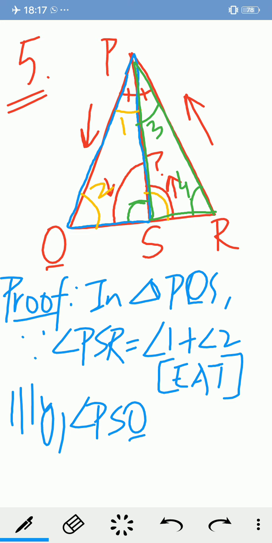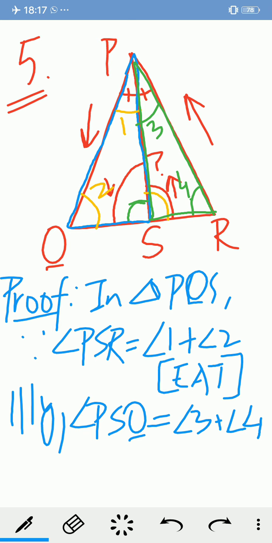Similarly, angle PSQ is equal to angle 3 plus angle 4. This is again the exterior angle theorem. That's why I wrote similarly.